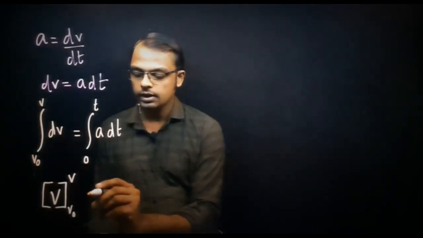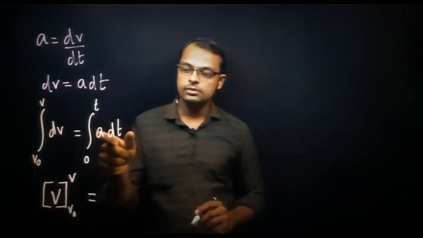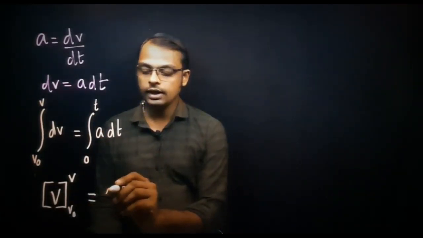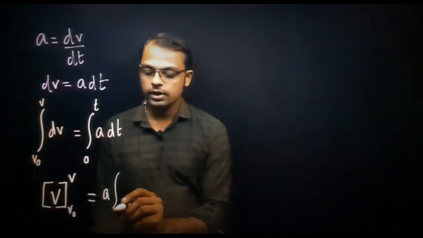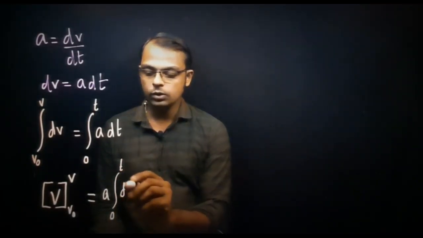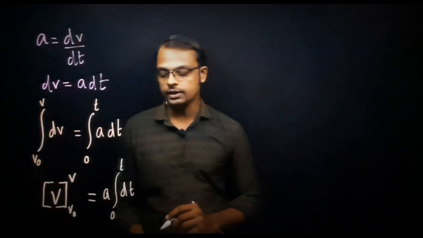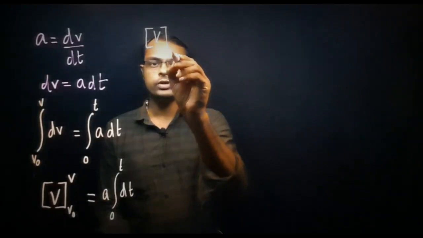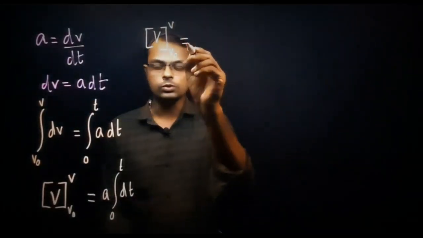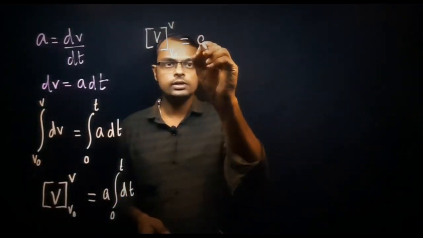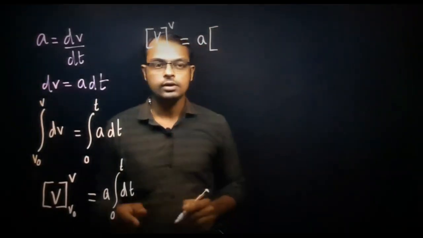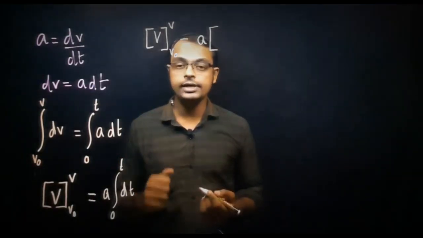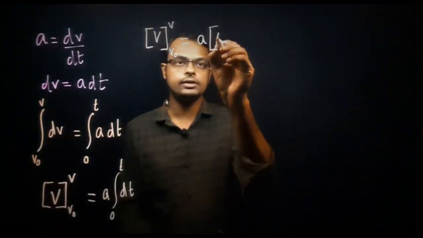v0 to v is equal to, now let's see here, a is a constant. You can take it outside. If you take the constant a outside, you can write here 0 to t into dt. So I can write this equation as once again, v, limit is from v0 to v is equal to, now a is already there outside, integral dt. Integral dx is equal to x, no? So here integral dt is equal to what? t itself. So we can write here t.